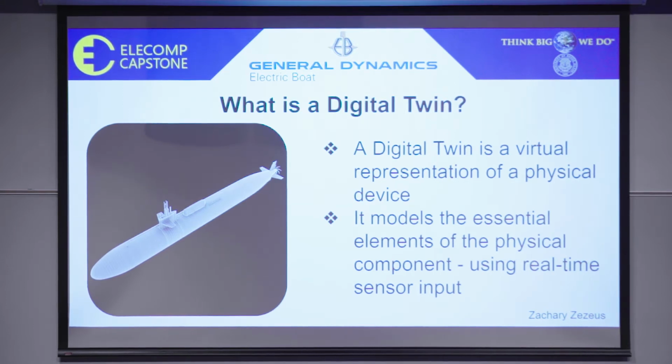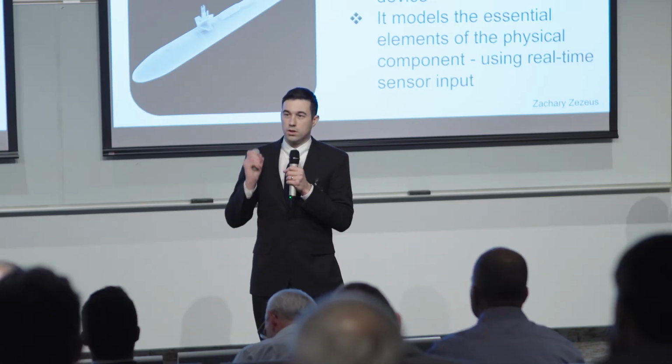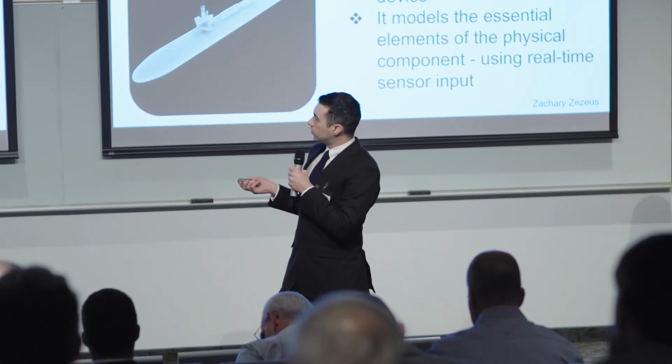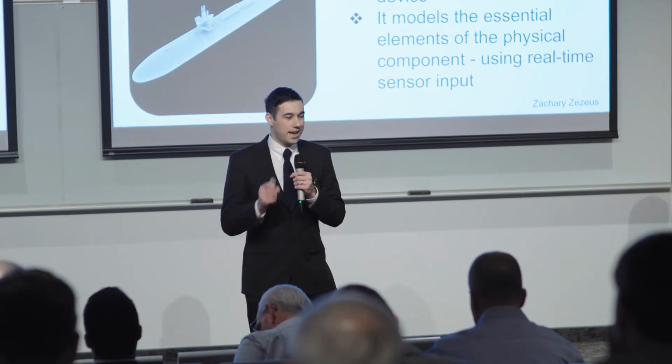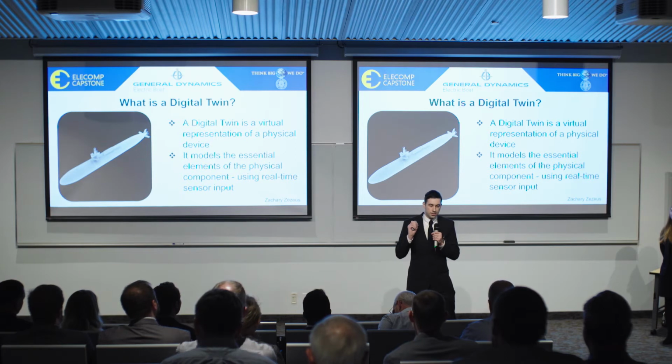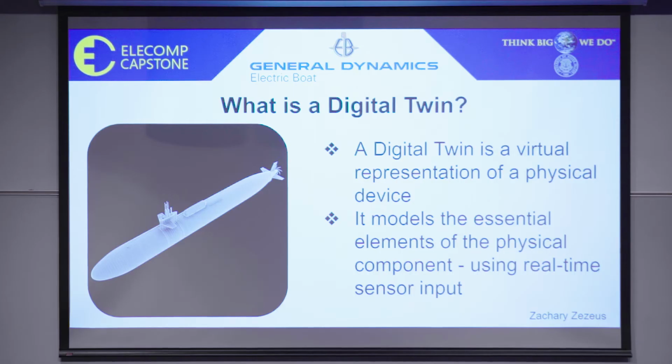So, first things first, what is a digital twin? As Team Acumentrix pointed out earlier, a digital twin is essentially a virtual representation of a physical component. The thing that differentiates a digital twin from, say, a 3D model or a blueprint of a physical component is that it accurately represents all of the essential elements and variables of that physical component on the software side. It also has the ability to pull through real-time sensor data from that physical component into the digital twin.